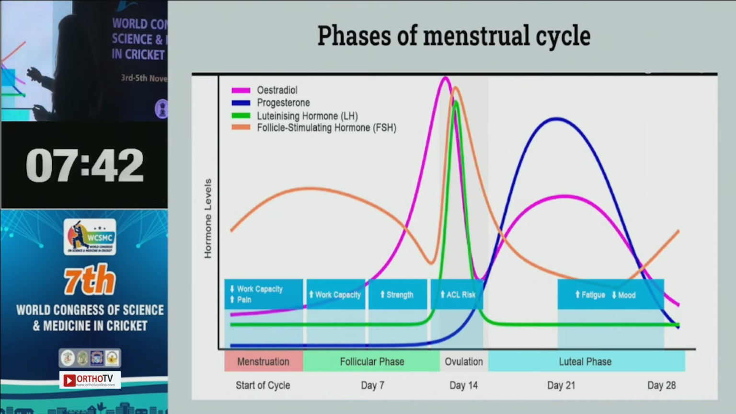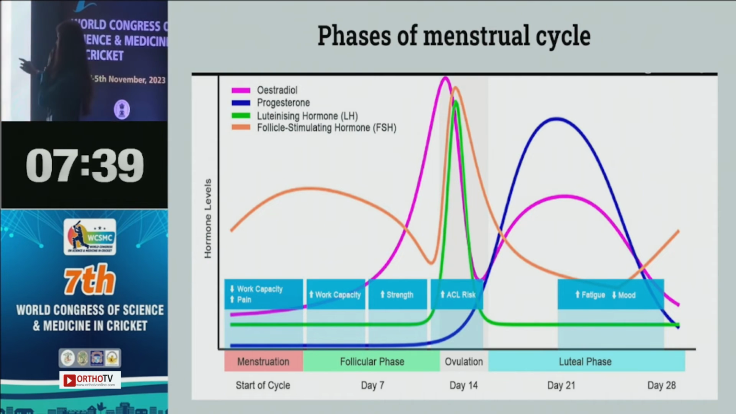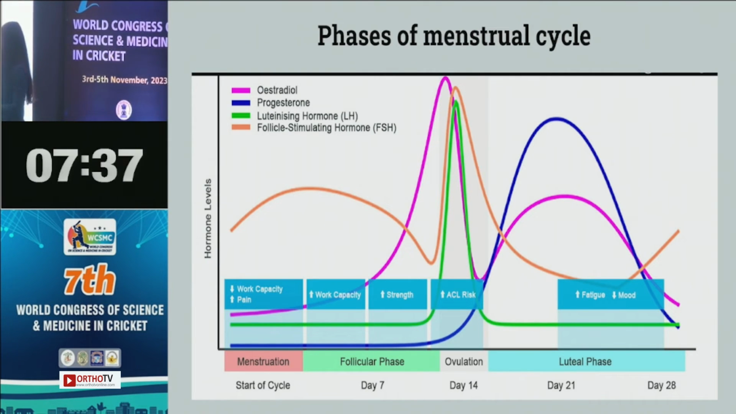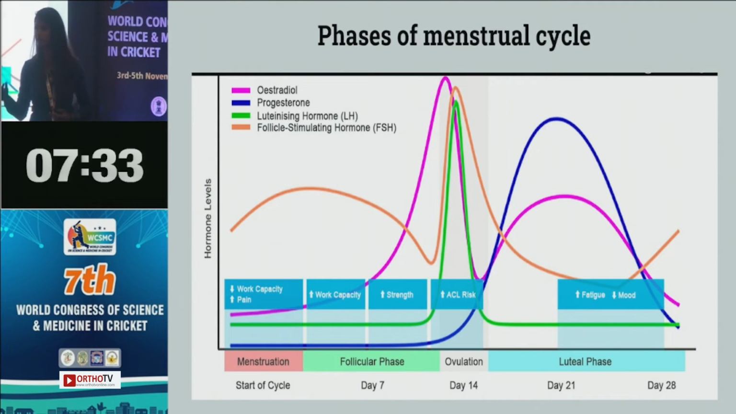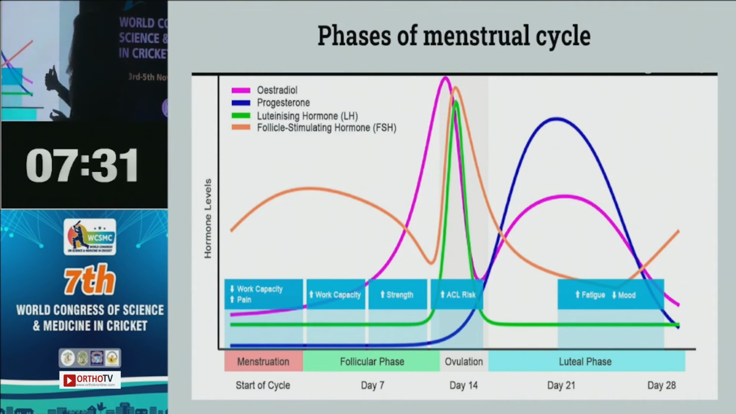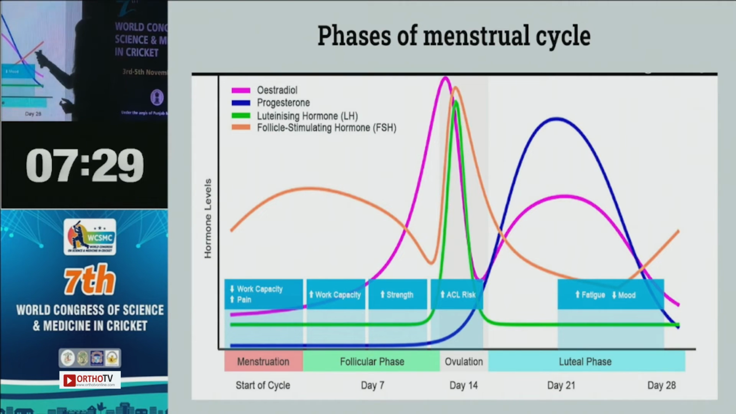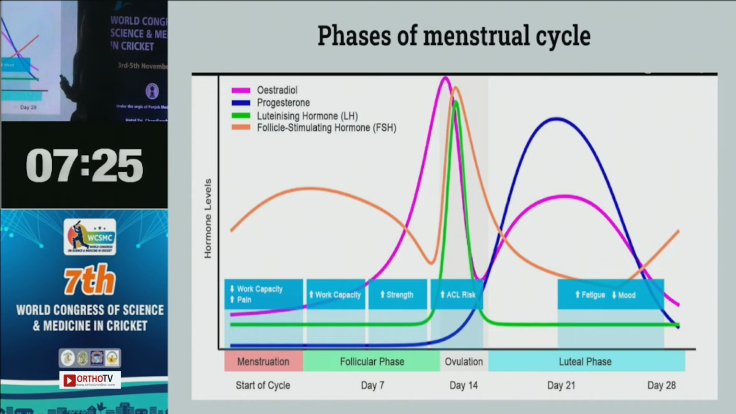And then comes the luteal phase. This is where the spike in progesterone is higher. This is where the athlete is more fatigued and the energy levels are lower compared to the other phases. We spoke about how, when you don't have enough energy, there will be a lot of mood swings which hamper things.